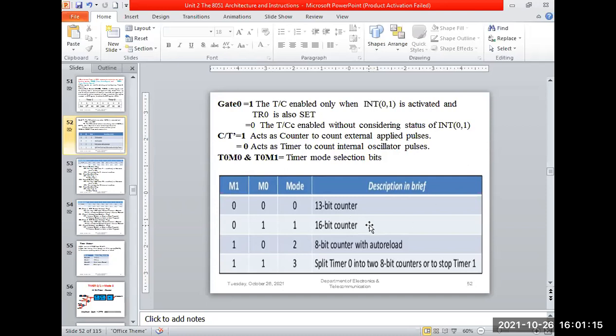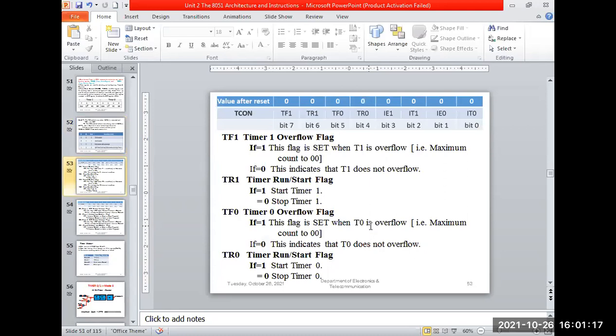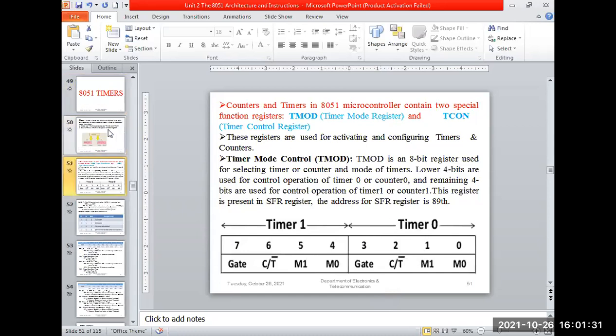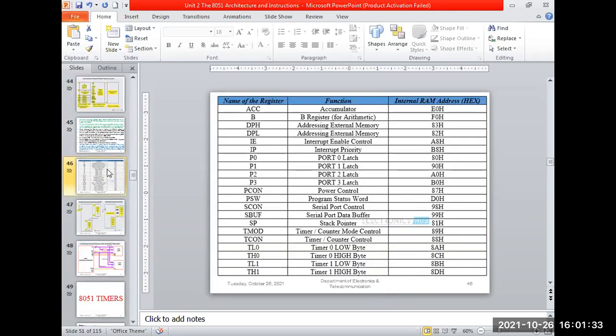Because this T mod, Tcon is most frequently used in all the programs. What should be the value loaded in the T mod? T mod is a register actually, an 8-bit register to load the value. To operate the timer, we need to use this T mod, Tcon, IE, IP. If you observe here in the memory diagram, all these SFRs I'm using in the programs. You can see here.